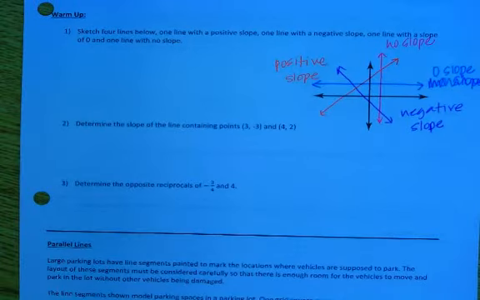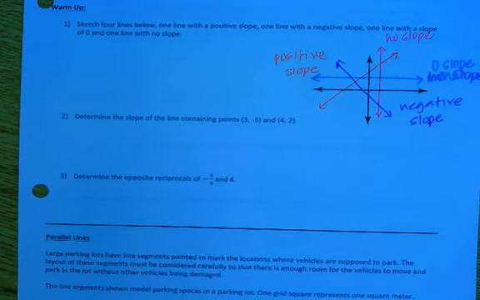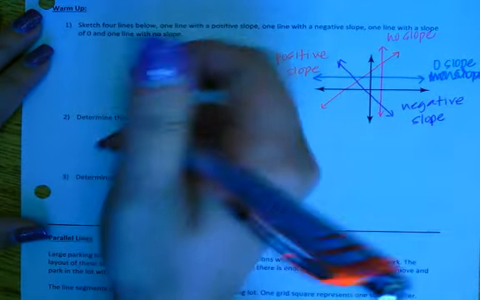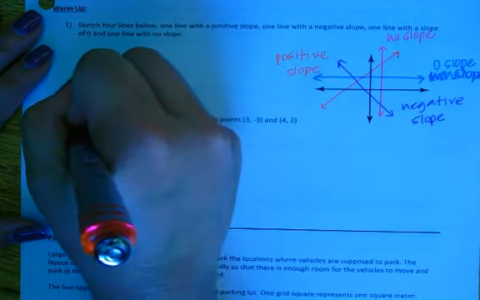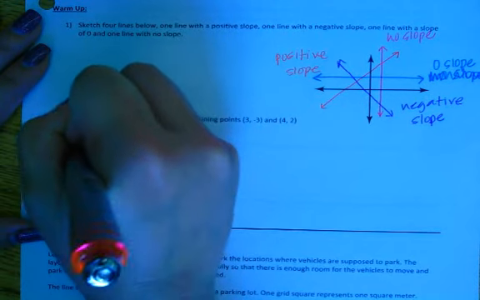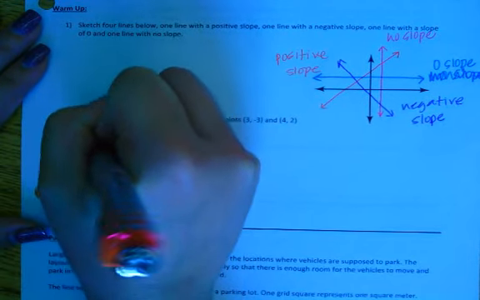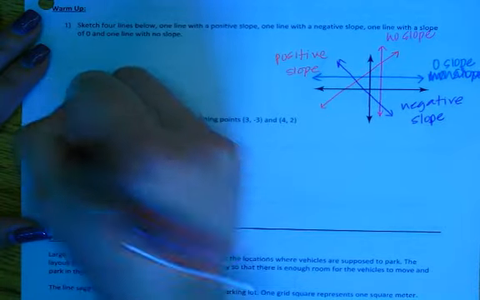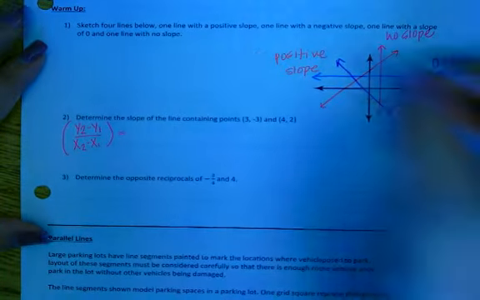Okay. Determining the slope of a line containing points (3, -3) and (4, 2). What is our formula for finding slope? Change over what? Change in y's over change in x. Okay, a lot of us made this mistake on our algebra quiz. They put x's on top. Okay, it's y over x.